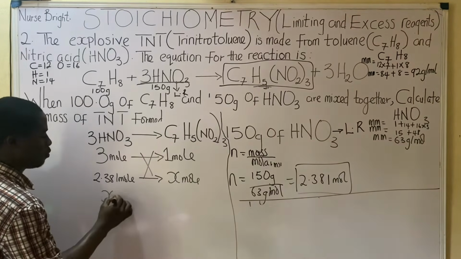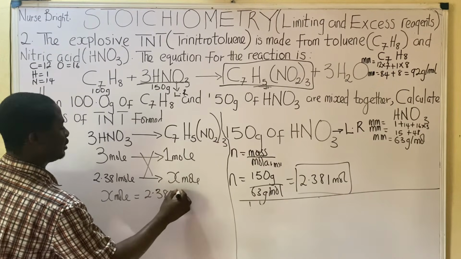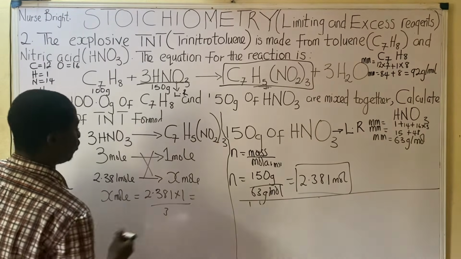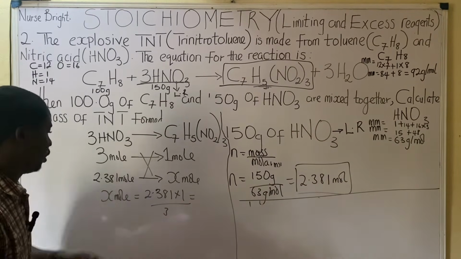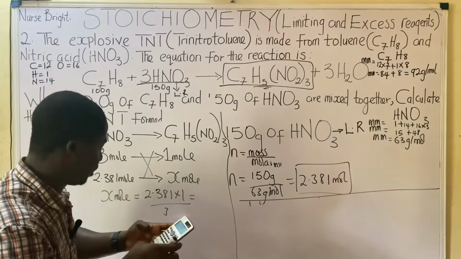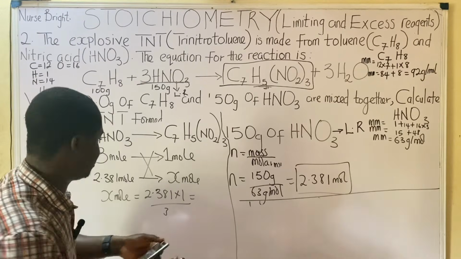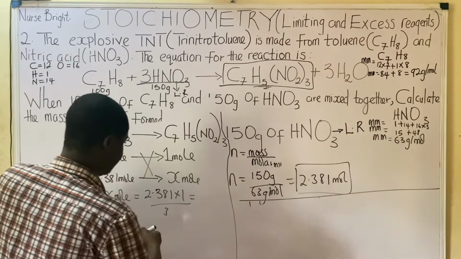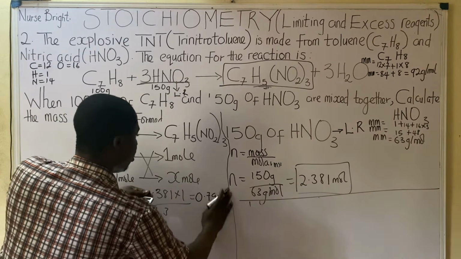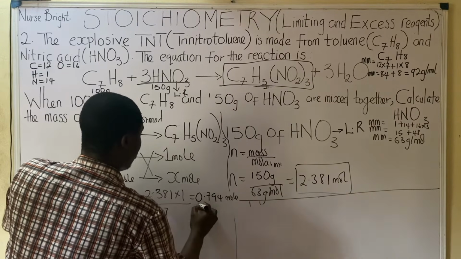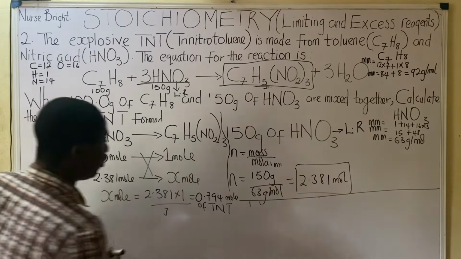Cross multiply. What becomes X moles is going to be 2.381 times 1 divided by 3. Okay, what's that? Hope you understand now. So it's going to be 2.381 times 1 divided by 3. That is 0.794 moles of this compound, which is TNT. Are you following me now?